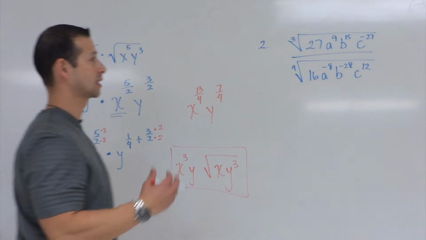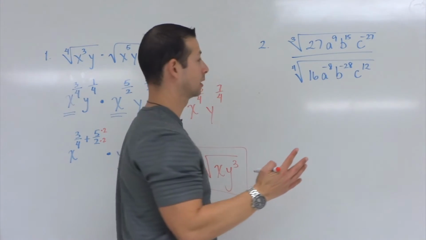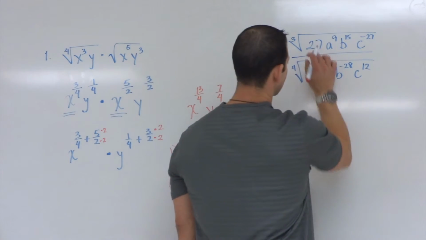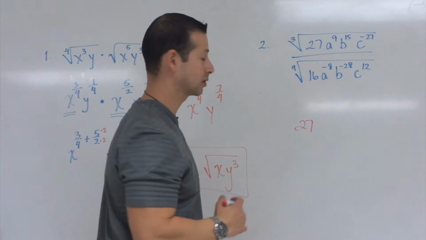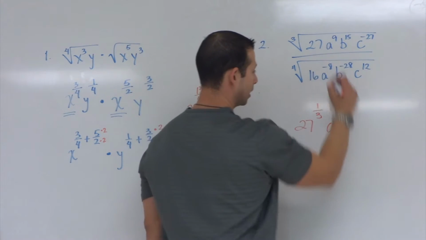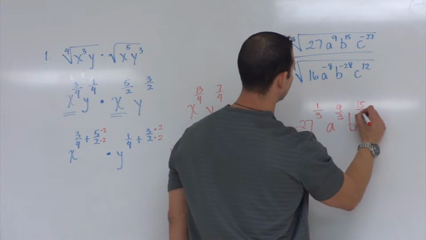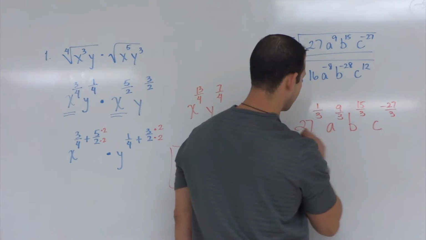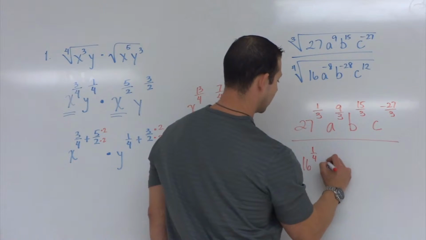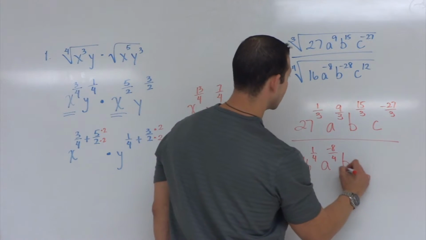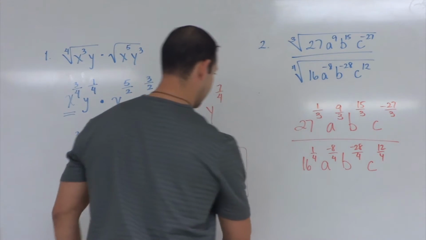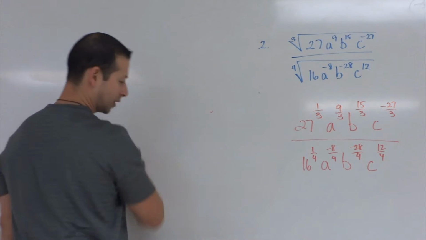For this one, we're going to go ahead and do the same thing. We're going to change it into a rational exponent, and then we're going to go ahead and simplify also the denominator in much the same way. So 27, we also have to make it into a rational exponent, and that becomes 1 over 3. The a, we're going to write a to the 9 over 3. B, we're going to be 15 over 3. C is negative 27 over 3. Now all of that is my numerator. In the denominator, 16 to the 1/4, and then we have a to the negative 8 over 4. B is negative 28 over 4. And C is 12 over 4. Okay? Let me go ahead and make some room over here. And then we can just go ahead and simplify.